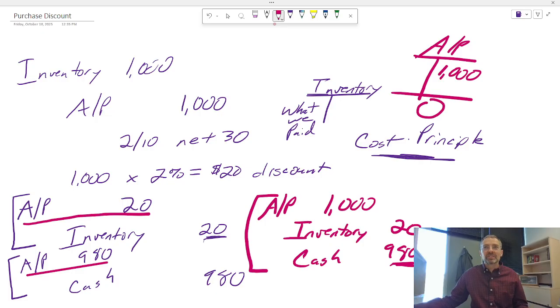How do I get it down to 0? I must have to debit accounts payable by 1,000. So that's where this one comes in. And then I have a $20 difference. Where does it go? It has to go to inventory to update inventory for what I actually paid for it.